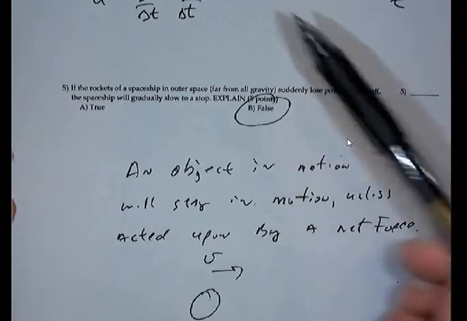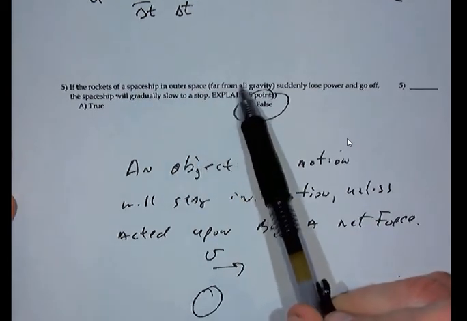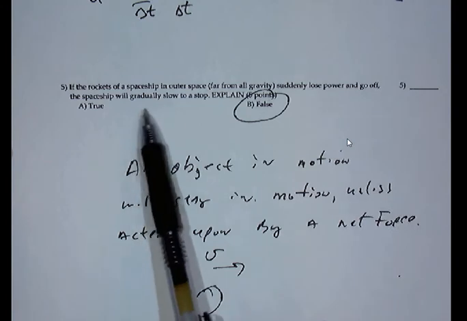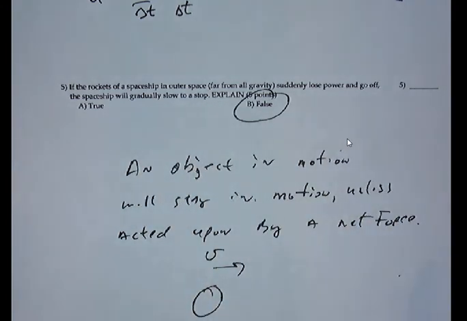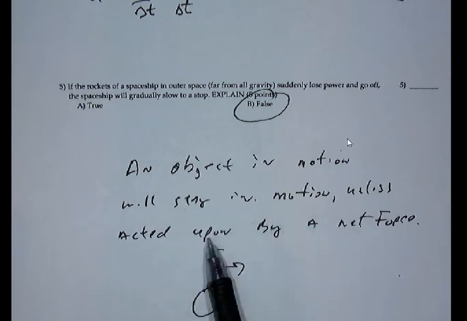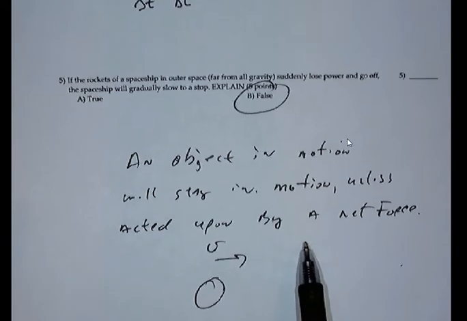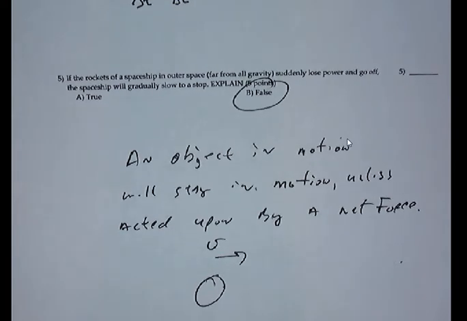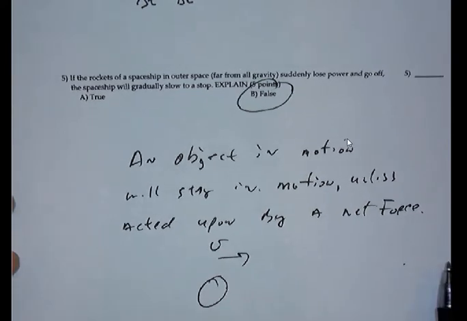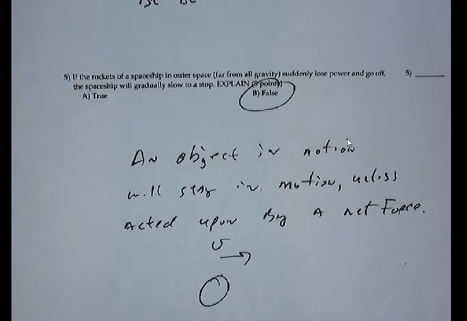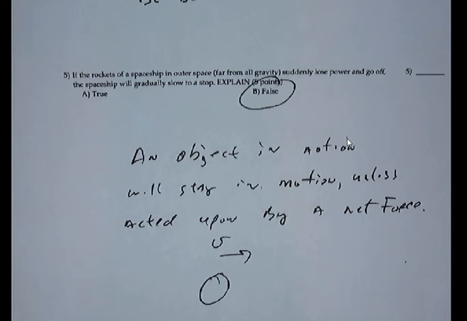Okay, number 5. If the rockets of a spaceship in outer space, far from all gravity, suddenly lose power and go off, the spaceship will gradually slow to a stop. So that's not true. An object in motion will stay in motion unless acted upon by a net force. This is the one that doesn't seem true on Earth because you always do have friction. But if you're really in outer space away from everything, something that's already moving will just keep on moving unless there is an outside force to make it slow down. So if something's already moving, you don't have to have a force to keep it moving. If I were to put a force on this object, it would actually speed up or slow down depending on the direction of the force. So you will see a Newton's first law question. That's what this is.